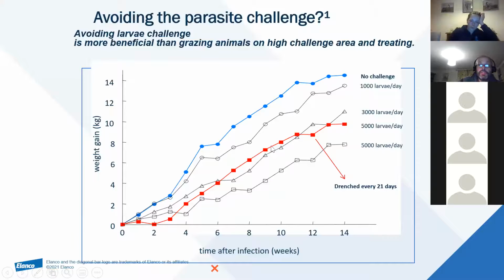So this just shows that immature worms at any level, at anything other than a very low level, will have some impact on growth rates. So if we can avoid the worms, or certainly avoid these moderate levels of challenge, we should do if we want our lambs to perform well.